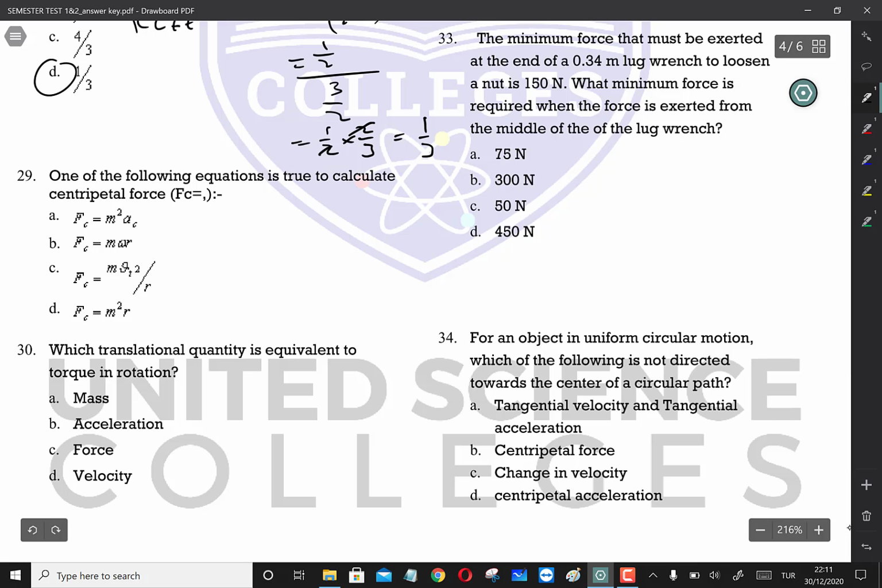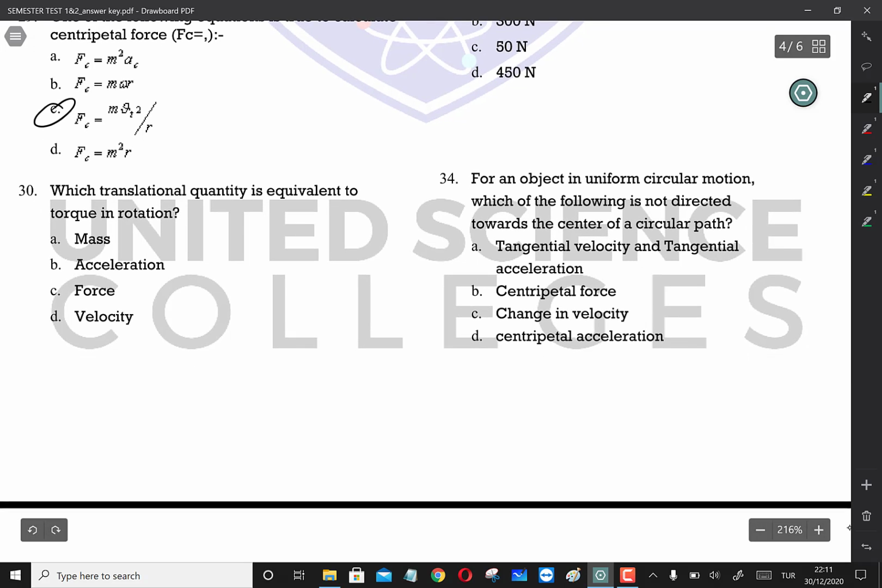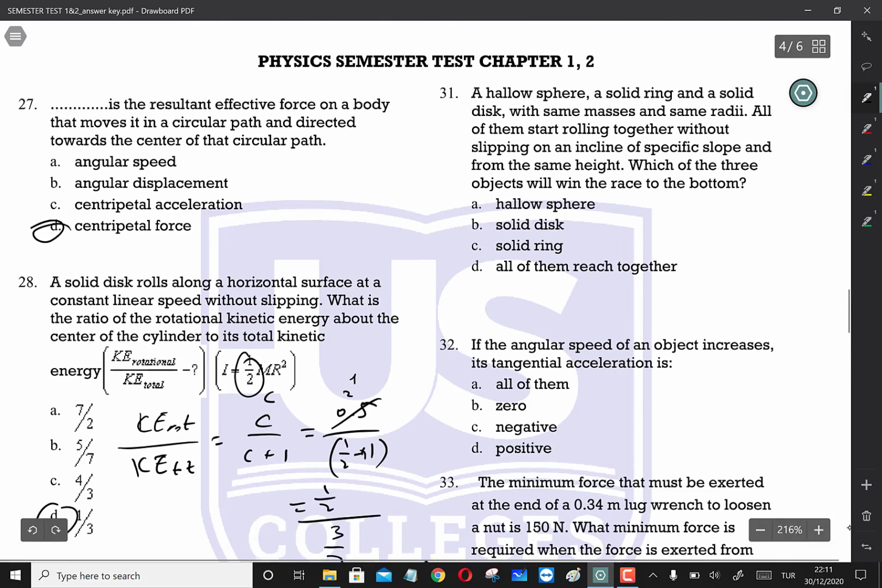Which one of the following equations is used to calculate the centripetal force? m v_t squared over r is the correct answer. Which translational quantity is equivalent to torque in rotation? So which is force. Force in translation, torque in rotation.